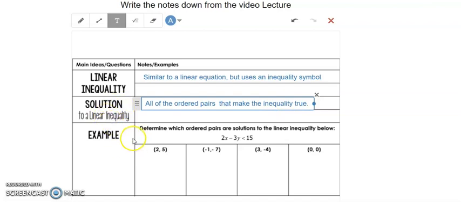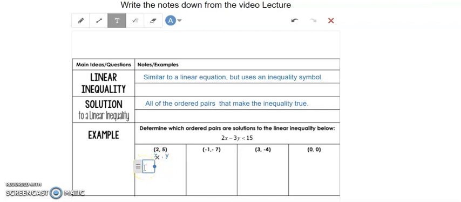Alright, so if we have this example, it says determine which ordered pairs are solutions to the linear inequality below. I still suggest they use the text feature. Remember, the 2 is going to be our x, and then the 5 is going to be our y. So what we want to do is substitute in the x value into this equation right here, and then substitute in our y value into this equation right here to determine if we're having a solution or not.